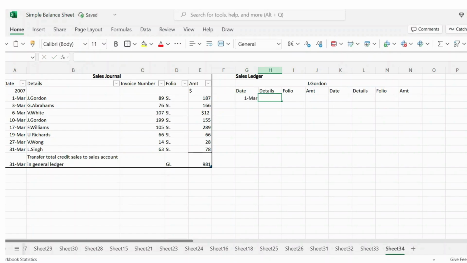The details is going to be sales, and the folio is going to be sales journal. The amount would be 89. All right, no, 187. Sorry, this is the amount here. All right, and we do that for each of these persons.